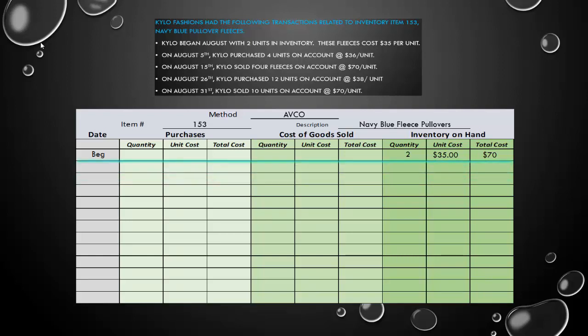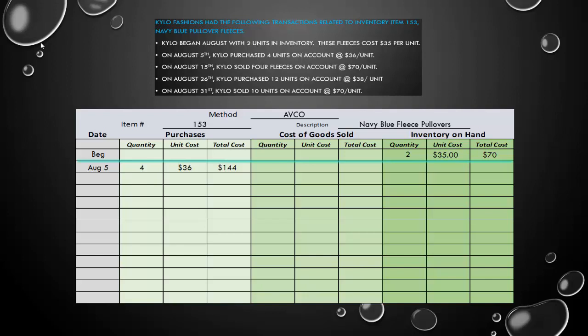On August 5th, we're going to make a purchase of 4 more units. Those units cost $36 a pop, meaning our total purchase cost was $144. Now we need to figure out the value of our inventory on hand. With the AVCO method, you don't need to layer your inventory like you did with FIFO or LIFO. Every time you make a purchase, you need to figure out what your new average cost basis is for any one item in your inventory.